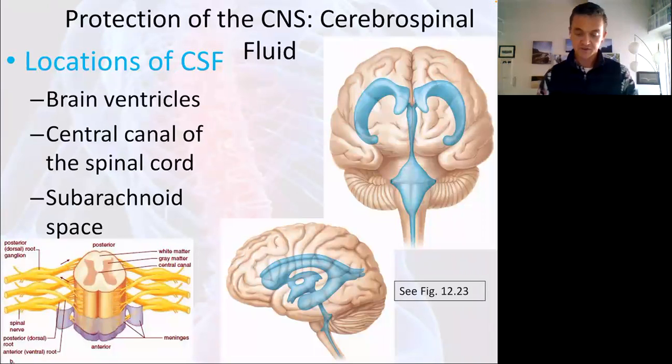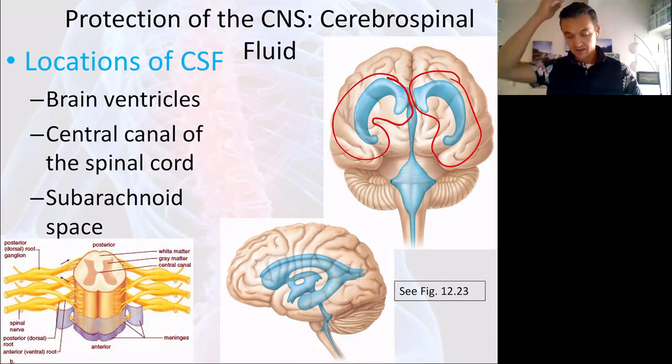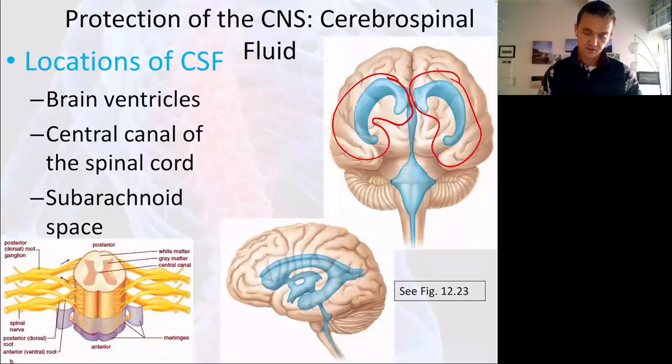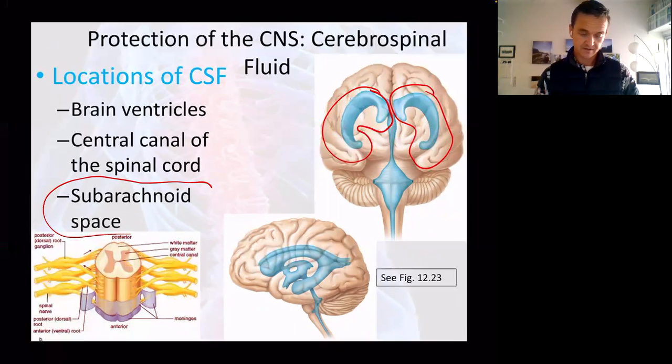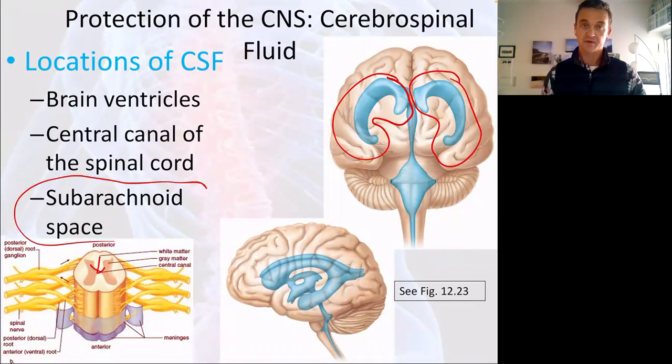Okay, so the locations of the CSF. This is a better image to show these different ventricles in the brain, but your brain has big cavities called ventricles, and that's where the majority of the cerebrospinal fluid is. But it's also in the subarachnoid space, so that's all around the outside of the brain. Okay, and then we have it right down the central canal of the spinal cord as well.